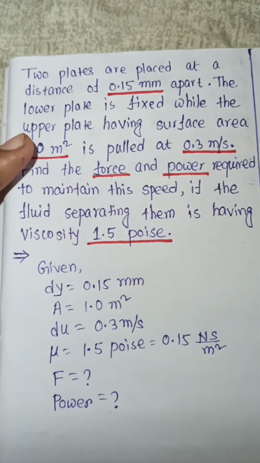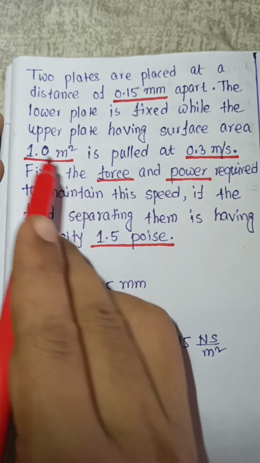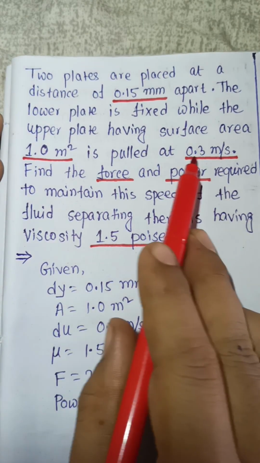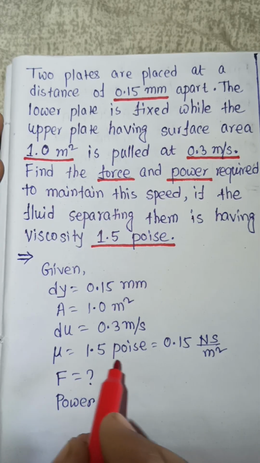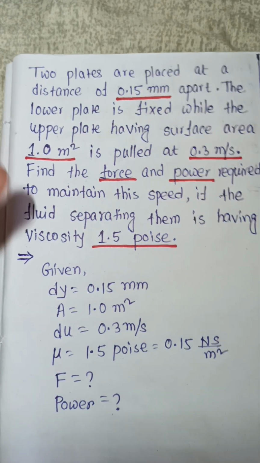So what is given in this question? Given dy equal to 0.15 mm, area equal to 1.0 meter square, du given as 0.3 meter per second, and mu 1.5 poise, that is 0.15 Newton second per meter square. You have to calculate the force and power. So how to calculate that?